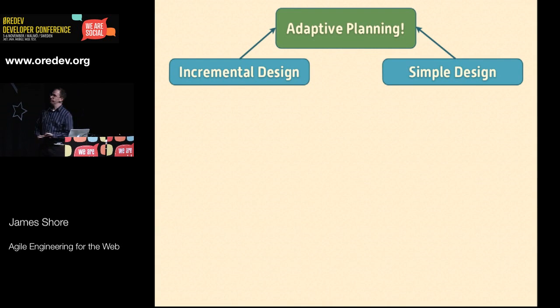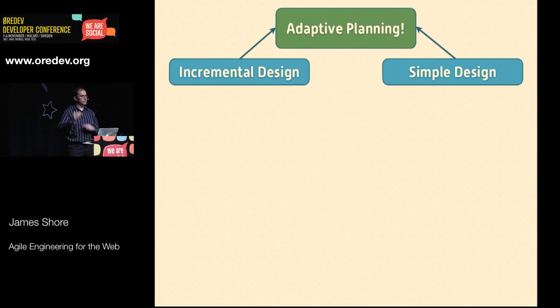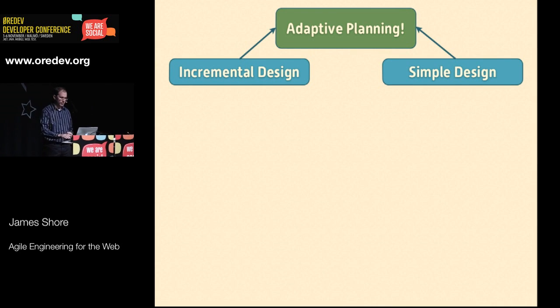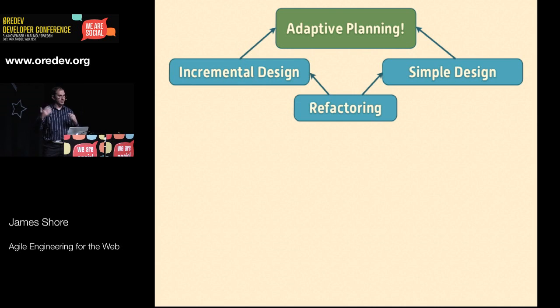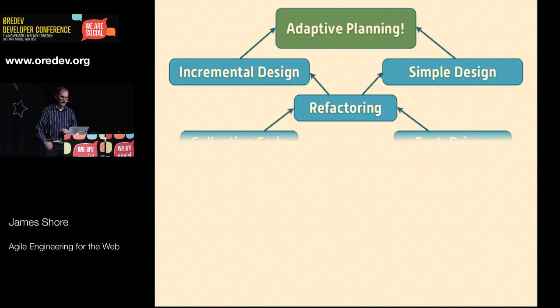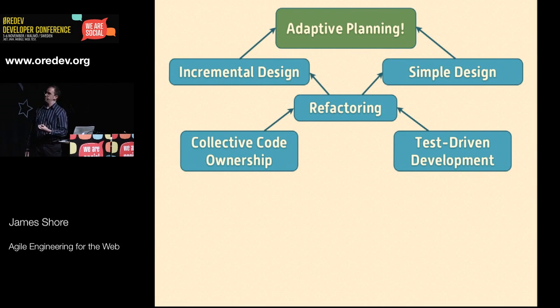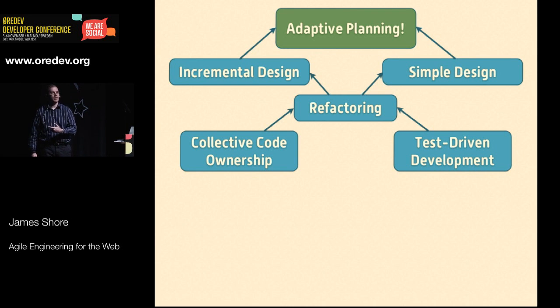Two of the most fundamental are incremental design and simple design. Simple design says we build the smallest thing that we can for what we need to do right now, and incremental design says we change it over time as our needs change. These are both supported by refactoring. Refactoring is how we are able to change our design over time. And that is supported by collective code ownership, so anybody on the team can change the code, and test-driven development. We have tests that support us when we make changes to our code.